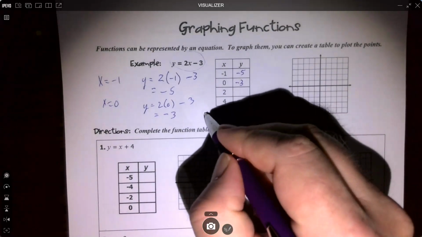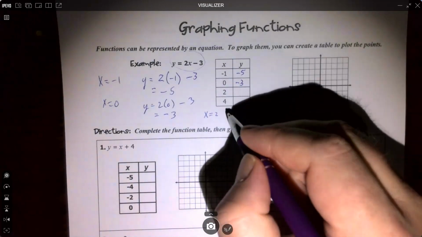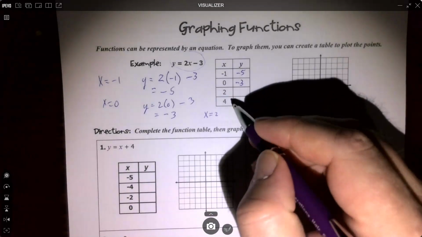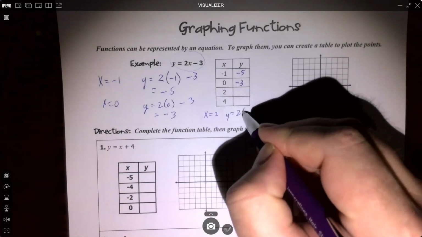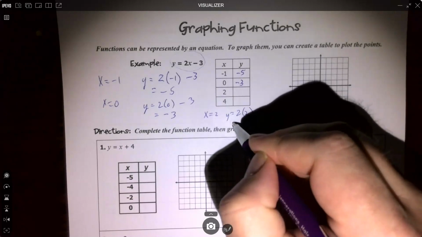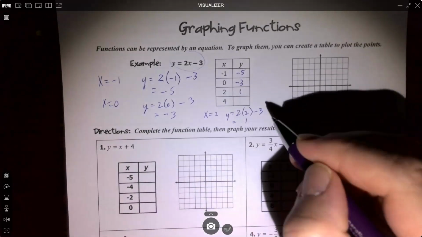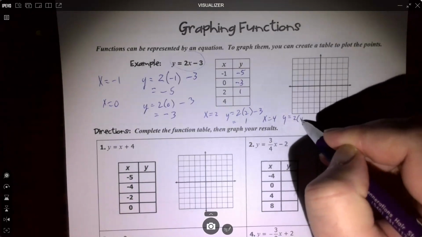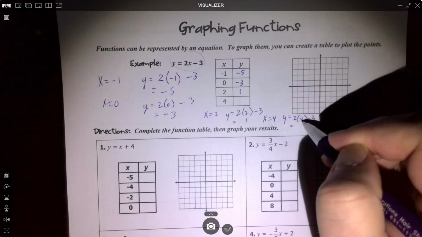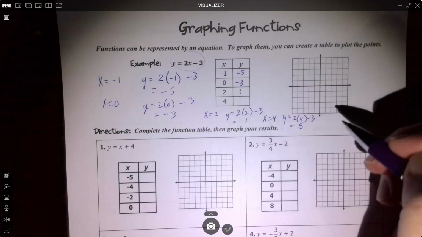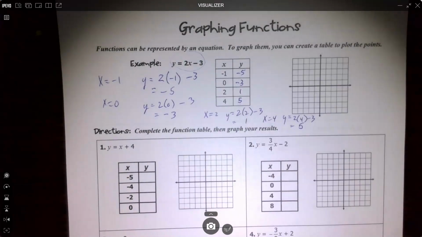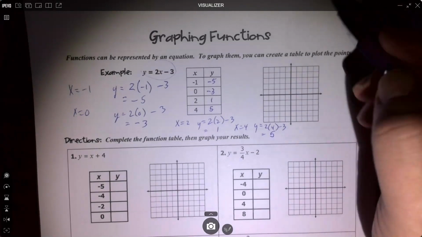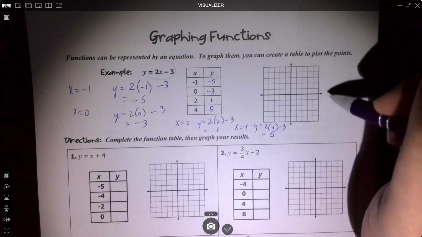So you keep doing that, and you can use your calculator, whatever you have, Desmos, your phone calculator, whatever you want to use to figure this out. 2 times 2 minus 3, so that's 4 minus 3, which is 1. And then one more. And I'm just squeezing them all in here. Y equals 2 times 4 minus 3, so that's 2 times 4 is 8, minus 3 is 5. So 4, 5. All right, and then I'm going to graph these points, and if I've done it right, they should line up nice and neat and pretty. If I make a math mistake, then they'll be not lined up.